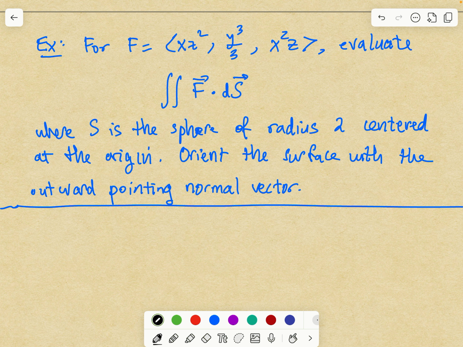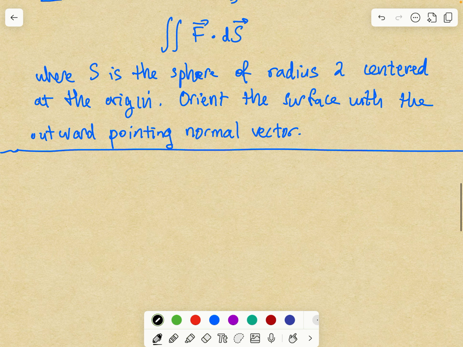In this video, we're going to do another example of the divergence theorem. The problem says for this vector field F, which is (xz², y³/3, x²z), evaluate the double integral of F dot dS, where S is the sphere of radius 2 centered at the origin, oriented with the outward pointing normal vector.